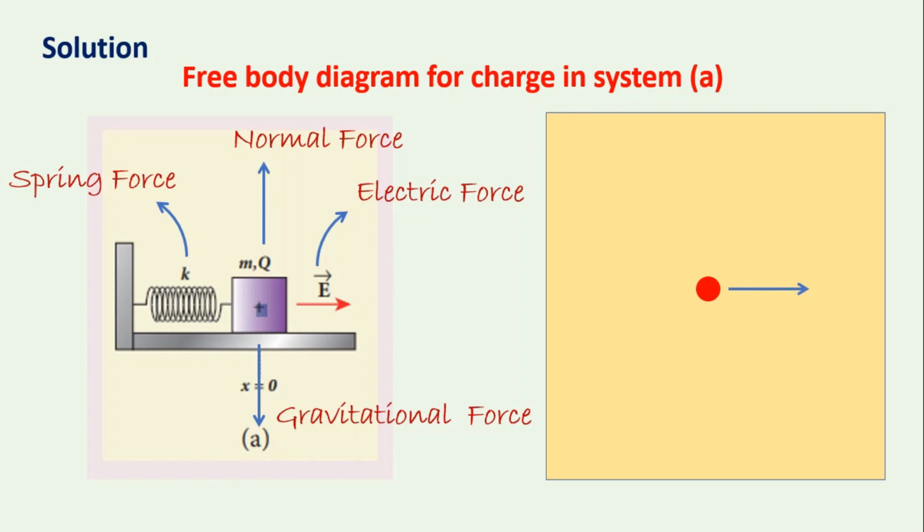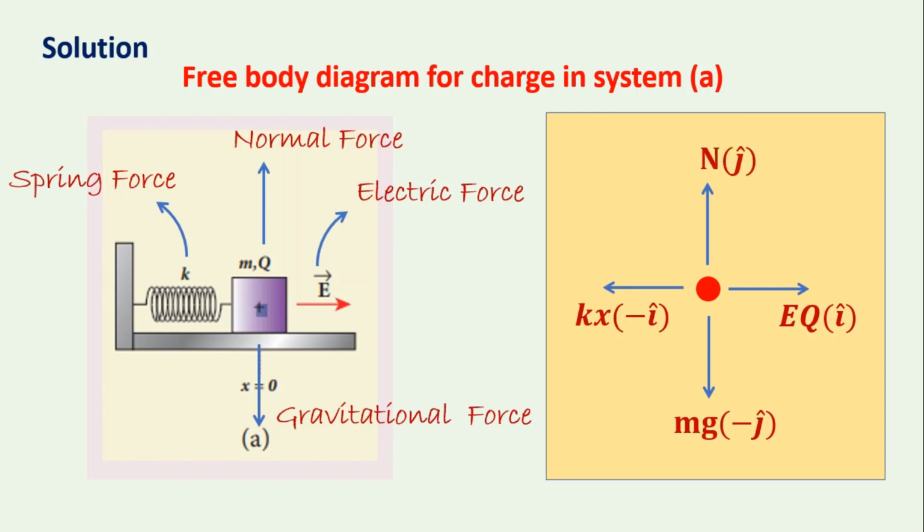The first force is the electrical force EQ that acts along the positive x-axis. Then the spring force Kx that acts along the negative x-axis, so it is minus Kx i cap. Then there is a gravitational force that acts on the body vertically downward, so mg minus j cap. Then a normal force acting upward, that is N j cap. This is a simple free body diagram for the given system. Let us go for the second case.